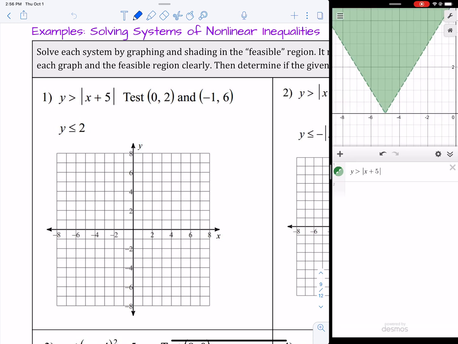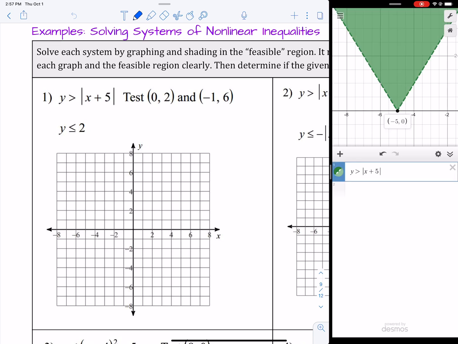So we need some points so that we can transfer this to our paper. Our vertex is always a good point to plot. I'm going to turn that into blue since I'm going to use a blue pen on my paper so they match. All right, so the vertex is -5, 0. Then we just need some more points.